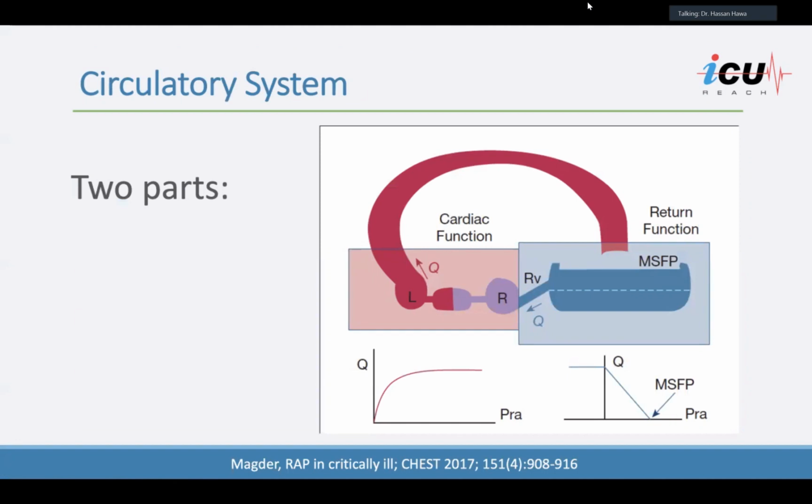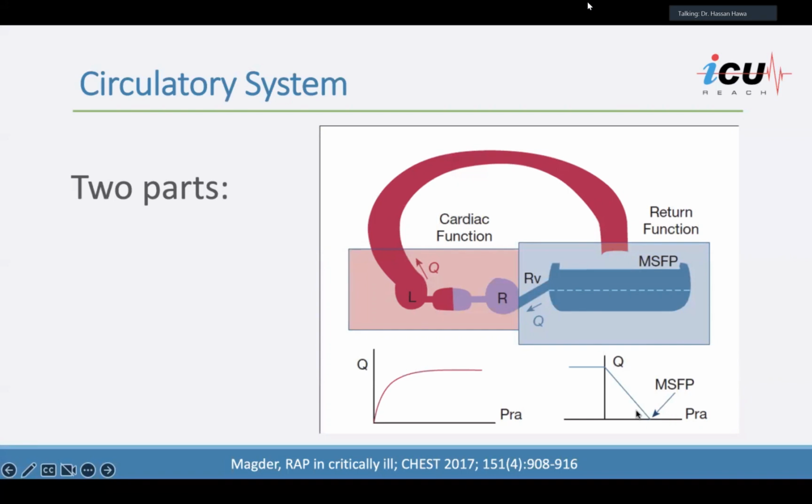Magder quite nicely represented this in his scheme, and here he reflected the return function, or the venous return, on the right side. You can see that when there's a gradient, the venous blood will return to the right side of the heart, and then move on to the left side of the heart after moving through the pulmonary circulation, and then it will be ejected back to the systemic circulation, all the way back to the venous side again.